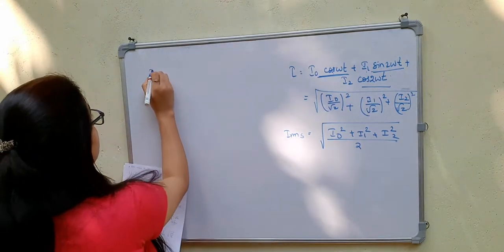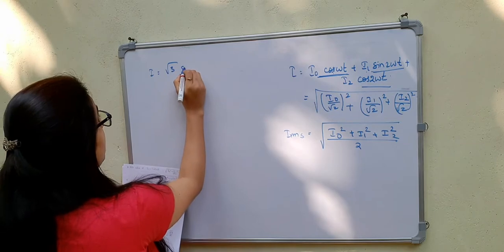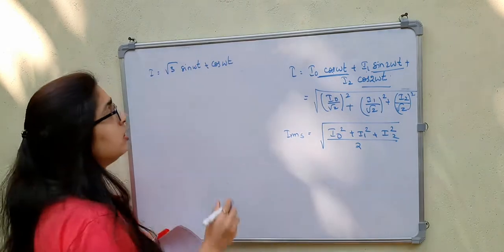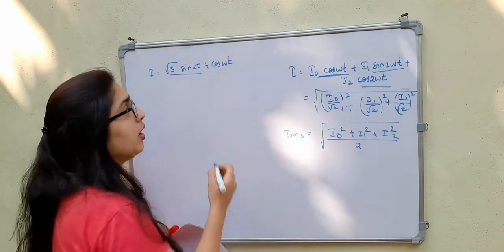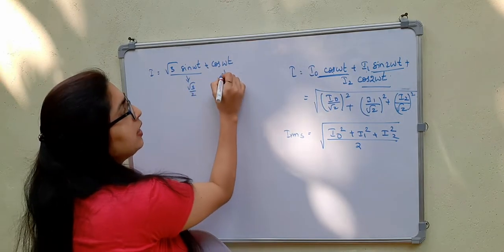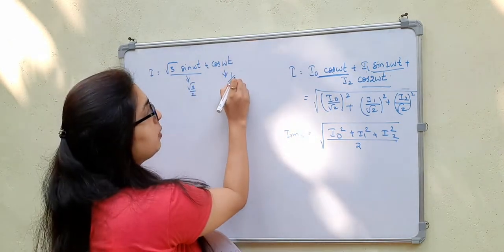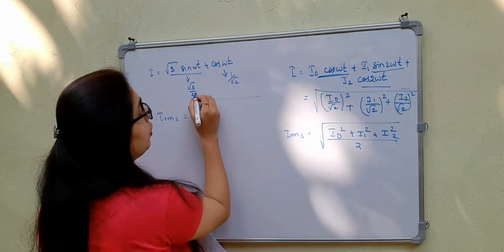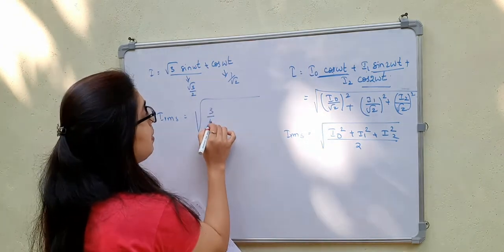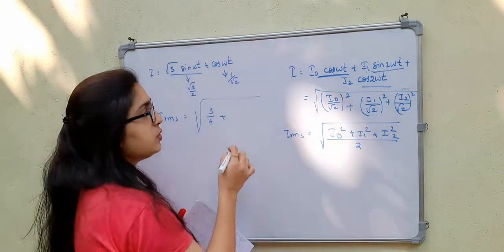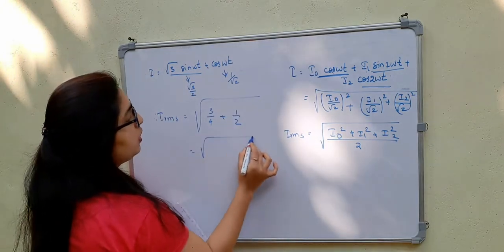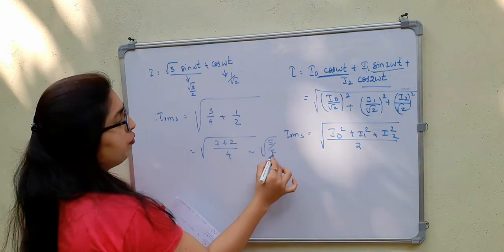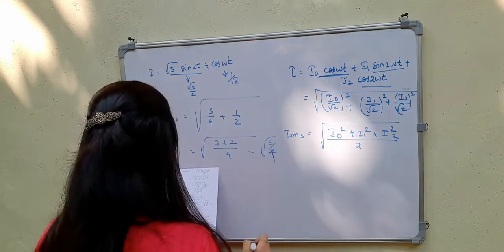Now, if they give I is equal to root 3 sin omega t plus cos omega t, what is the RMS value of this current? What is the RMS value of root 3 sin omega t? That is root 3 by root 2. And here it is 1 by root 2. So the RMS value is equal to the square root of root 3 by root 2 whole square, that is 3 by 2, and 1 by root 2 whole square, that is 1 by 2.